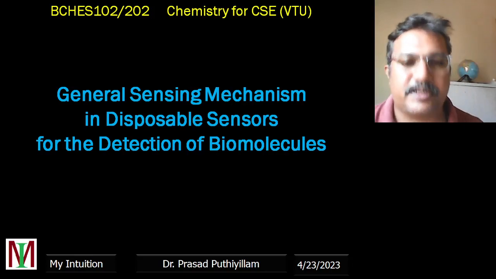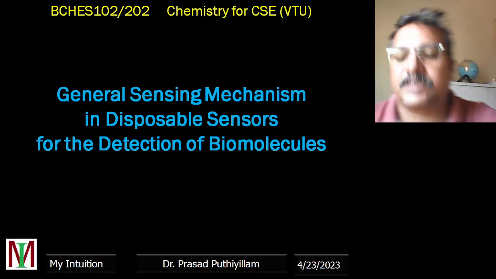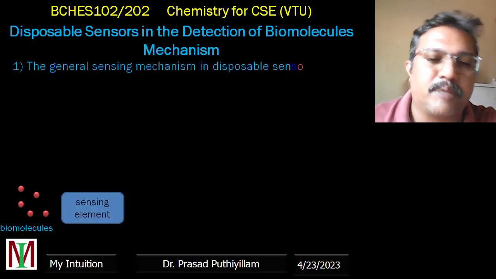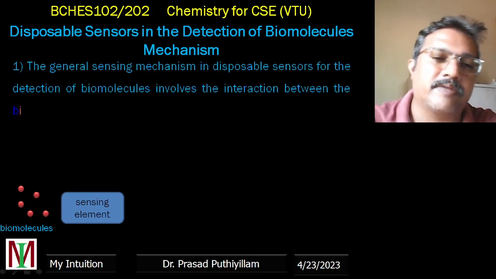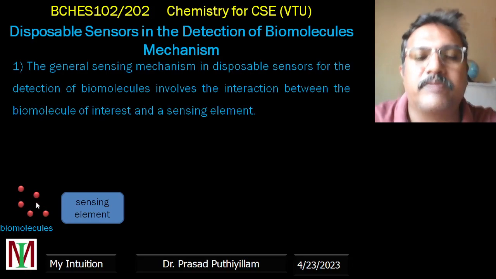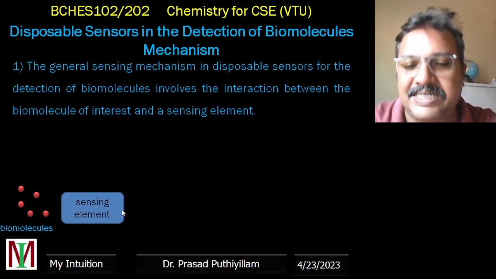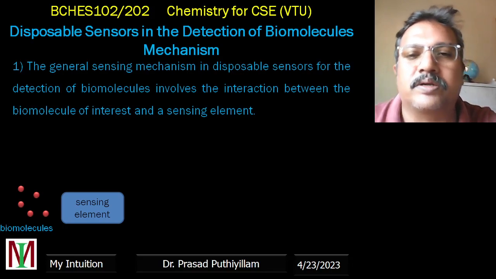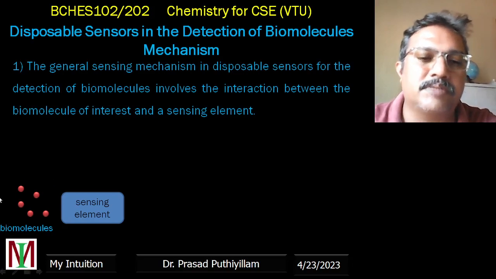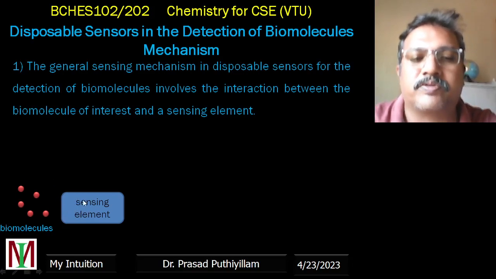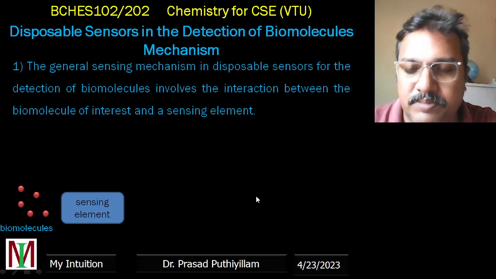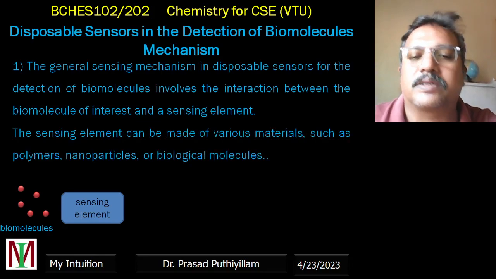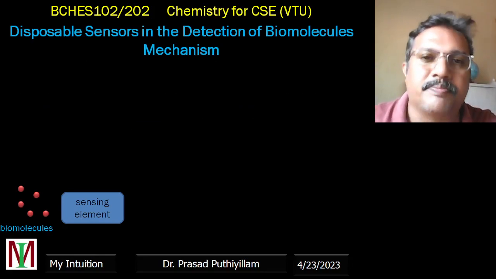Now, the general sensing mechanism in disposable sensors. The sensing mechanism is common to all disposable sensors. The biomolecules are indicated here with the red dot. They are the ones we want to detect, and this is the sensing element. The general sensing mechanism for the detection of a biomolecule involves an interaction: the biomolecule sits on the surface of the sensing element, then there will be some changes in it. The sensing element can be made of various materials such as polymers, nanoparticles, or biological molecules.